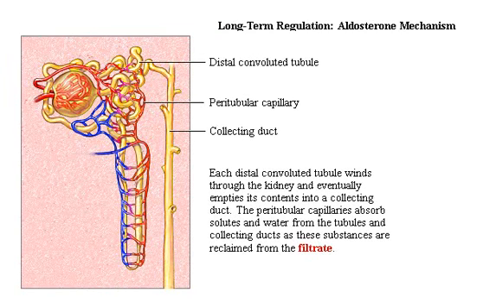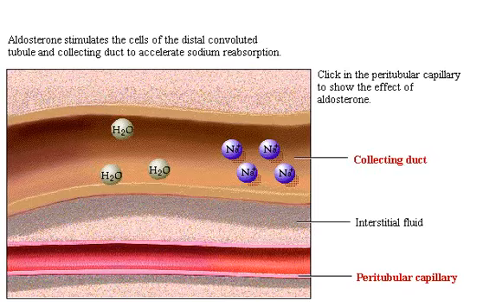The distal convoluted tubule winds through the kidney and eventually empties its contents into a collecting duct. The peritubular capillaries absorb solutes and water from the tubules and collecting ducts as these substances are reclaimed from the filtrate. Aldosterone stimulates the cells of the distal convoluted tubule and collecting duct to increase the active transport of sodium ions out of the tubule into the interstitial fluid. Click in the peritubular capillary to demonstrate the effect of aldosterone.